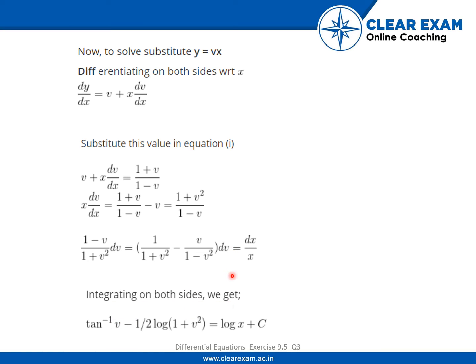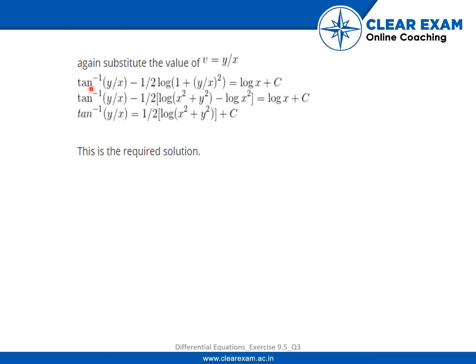Integrating both the sides, we get tan inverse of v minus 1 by 2 log (1 + v square) is equal to log x plus c. Again, substitute the value of v is equal to y upon x. So tan inverse of y upon x minus 1 by 2 log of (1 + y upon x) the whole square is equal to log x plus c.